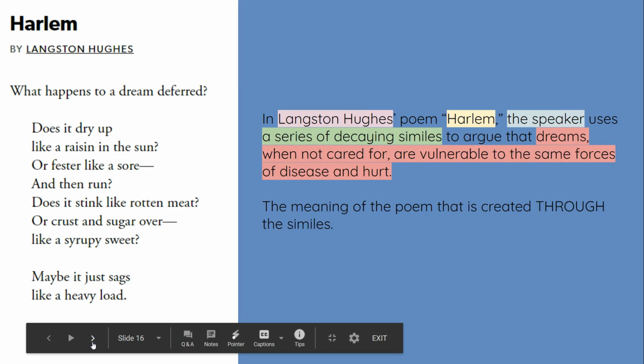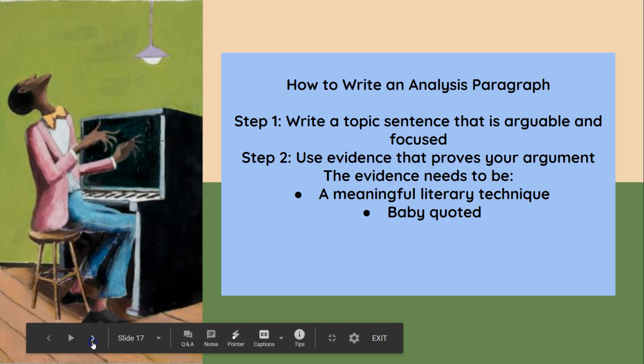Well, the similes have the effect of arguing that dreams, when they aren't cared for, are vulnerable to the same forces of disease and hurt. So when we are choosing our evidence, we want to make sure that there is a strong connection between the images that we're unpacking and the actual meaning of the poem. So here, the decaying similes relate to these dreams that are also decaying. They're also uncared for and vulnerable, and we see what happens to both of those similarly.